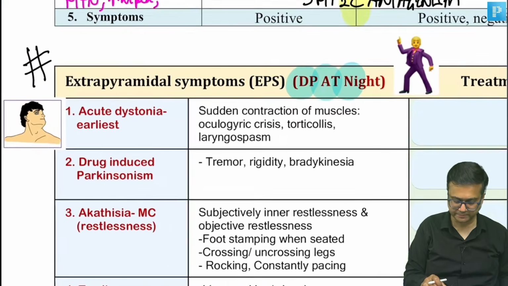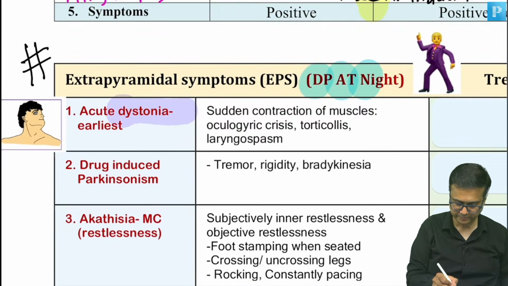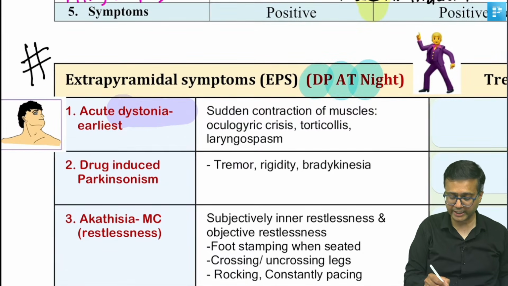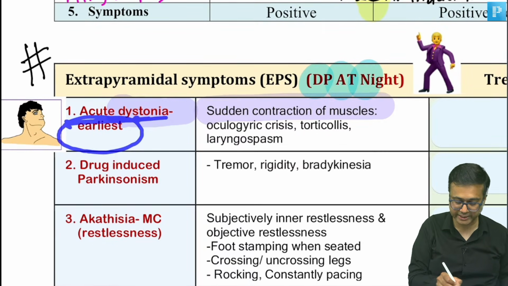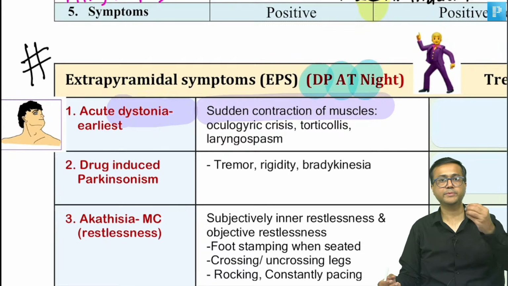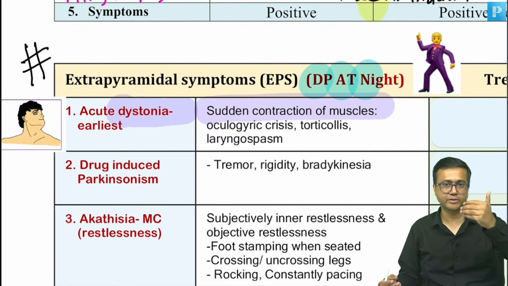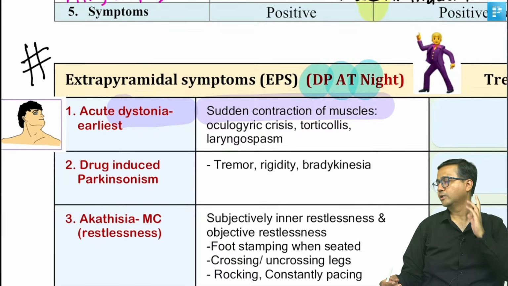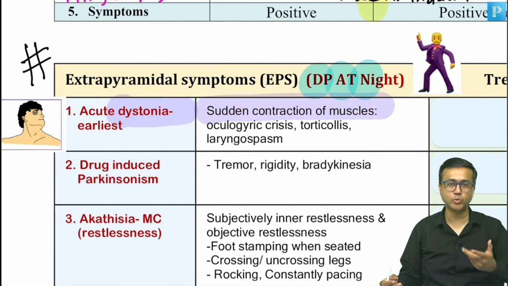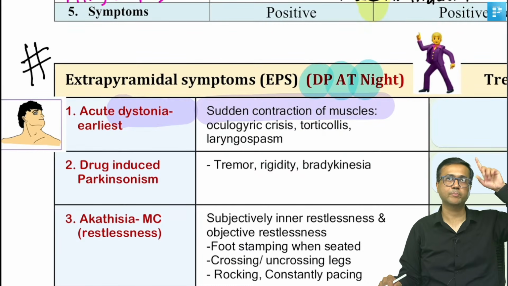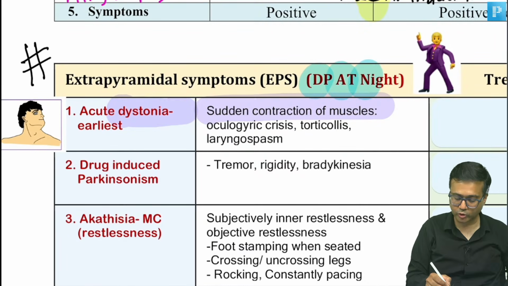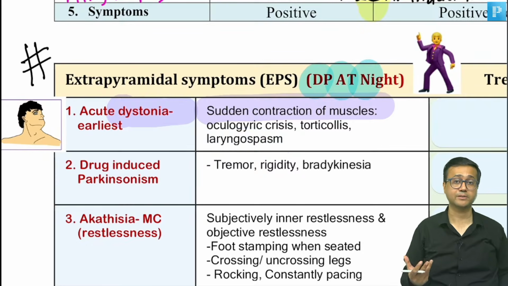So what is D, beta? Dystonia. There is a sudden contraction of a group of muscles. In fact it is one of the earliest EPS to occur. So this is acute dystonia. Sometimes within a few minutes of giving one antipsychotic injection, the patient may come to you like this: my neck is twisted to one side, I am not able to move the neck. This is torticollis. Patient says my eyes are rolled upwards. This is oculogyric crisis, or there may even be laryngospasm. Patient is not able to swallow, is not able to speak.